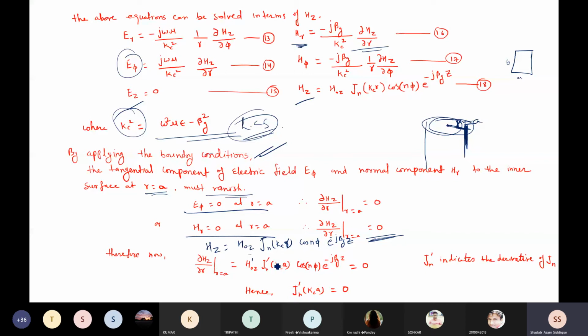So we know this is a constant term, this is also a constant term, and this is also a constant term. This will not be 0, because if it became 0, the field would not propagate. So now this term should be equal to 0. So we take Jn'(kc a) equal to 0. Jn' indicates the derivative of Jn, the Bessel function, that is called Jn'.